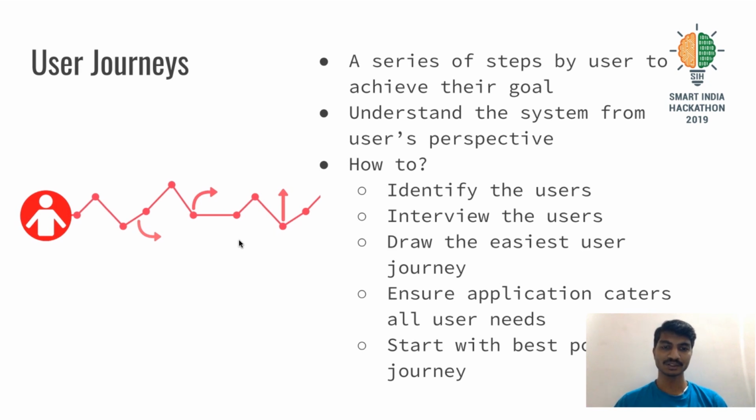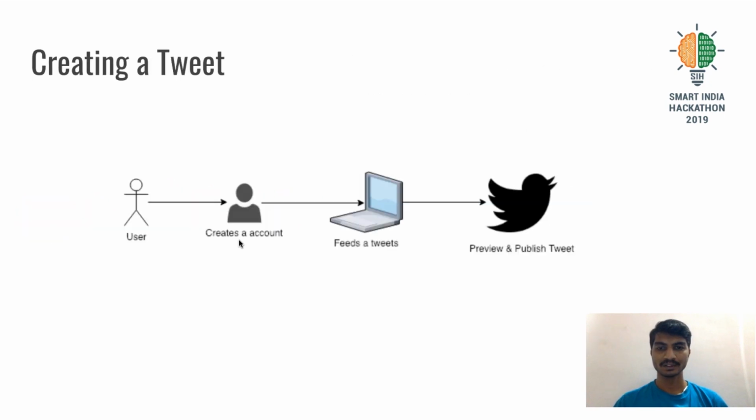After we ensure that the application caters to all the needs of the user, we need to start with the best fit of our user map. So how does a user journey map look like? Let's see the same thing here. It's a very simple illustration of a user map, which is given for our first section of the Twitter example. Something like: user comes in, creates an account, and then feeds a tweet, and then previews and publishes the tweet.